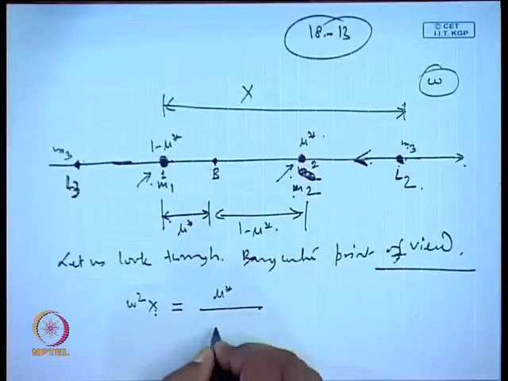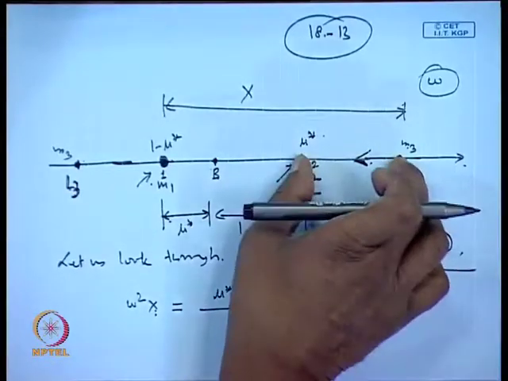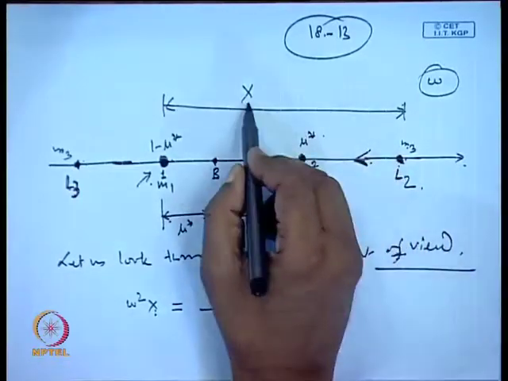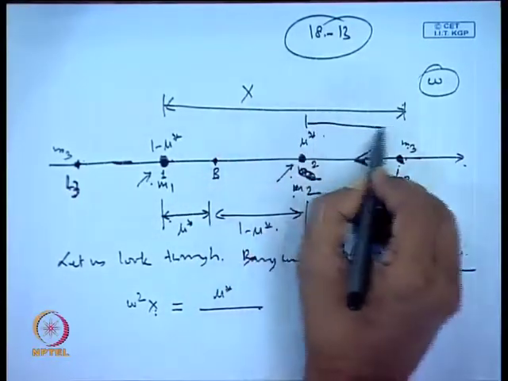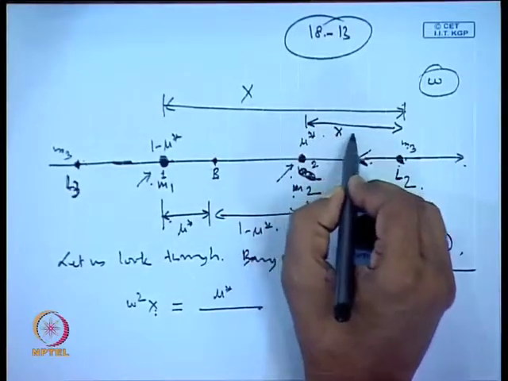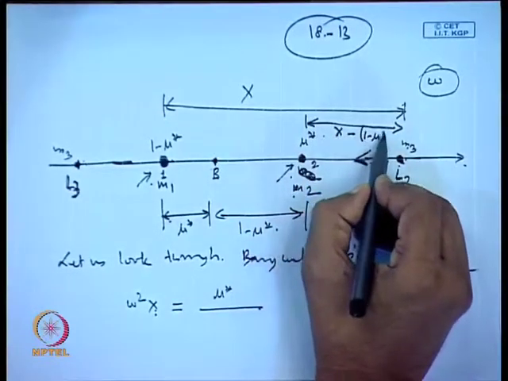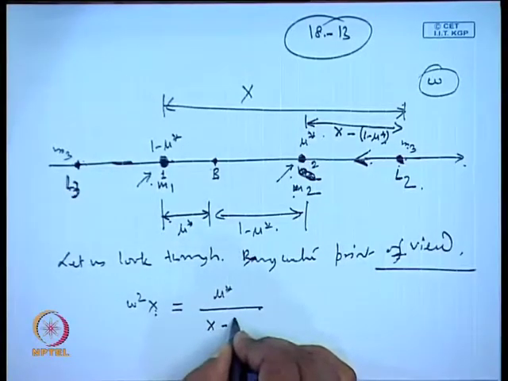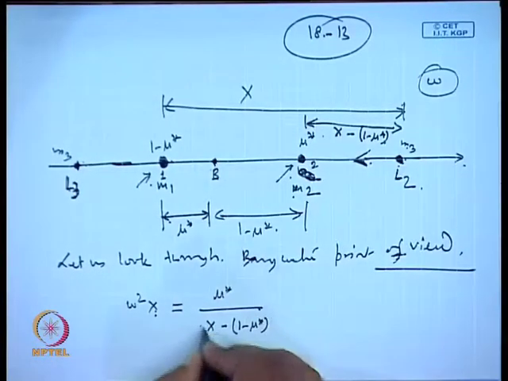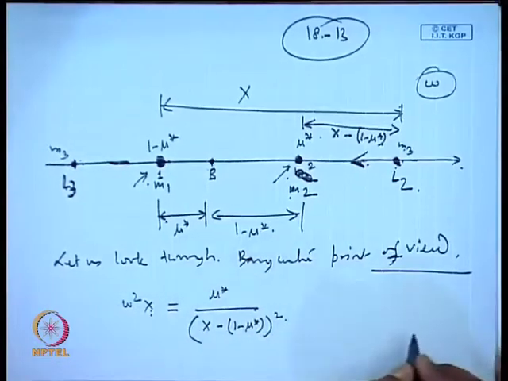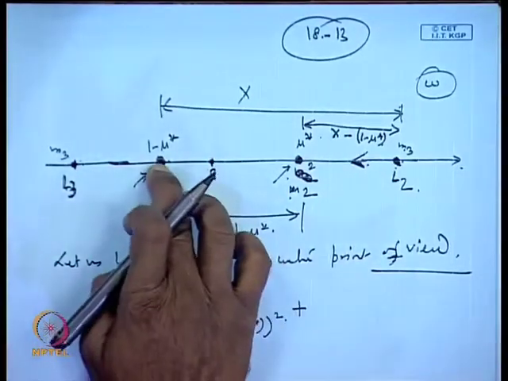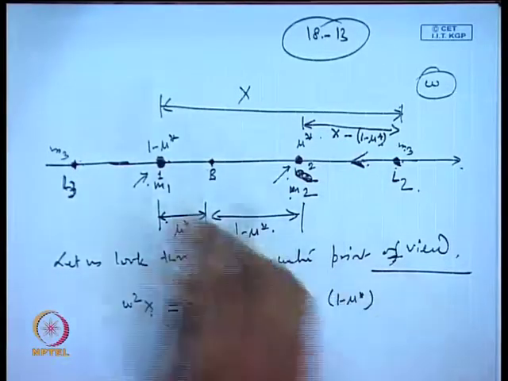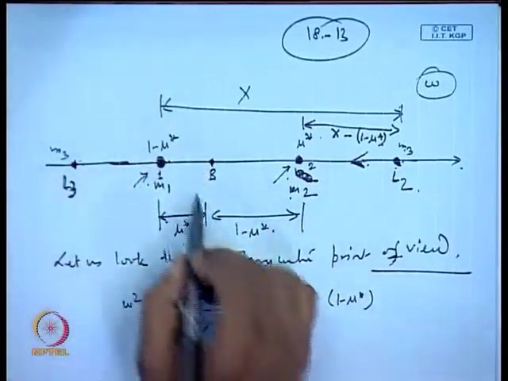So, this becomes mu star times the distance between this and this mass. This distance we can write as the distance from here to here, this is x minus 1 minus mu star. Okay. So, this becomes x minus 1 minus mu star whole square. And another one due to this will be 1 minus mu star, which is the mass of this particle.